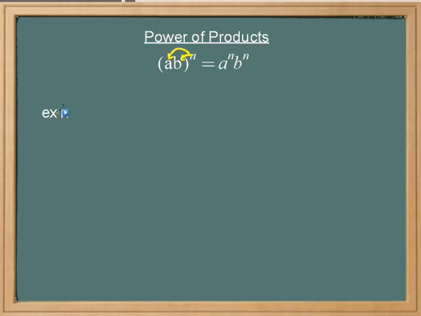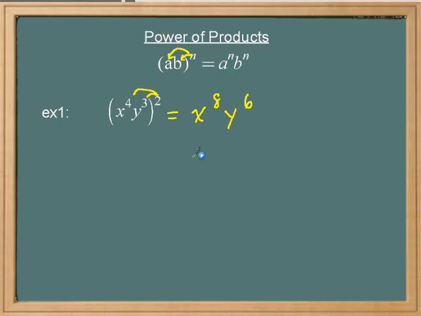So in example 1, we have x to the fourth, y to the third, all of that raised to the second power. So the 2's going out to the 4, and the 2's also going out to the 3. In this monomial, the answer would be x to the 8th, y to the 6th.